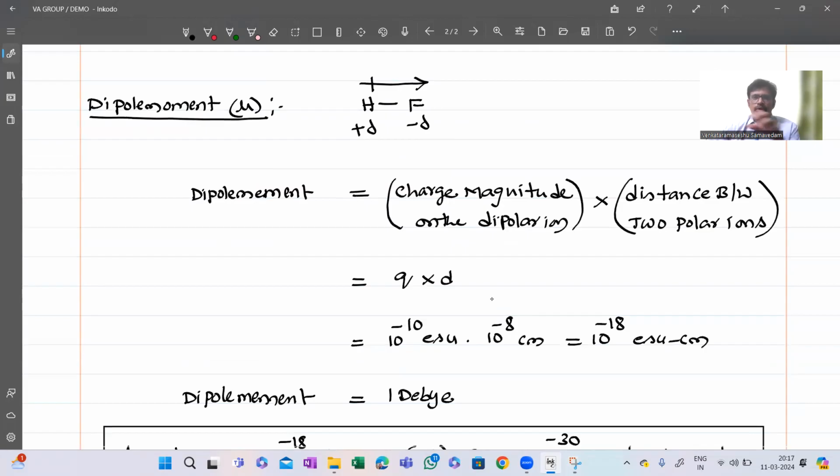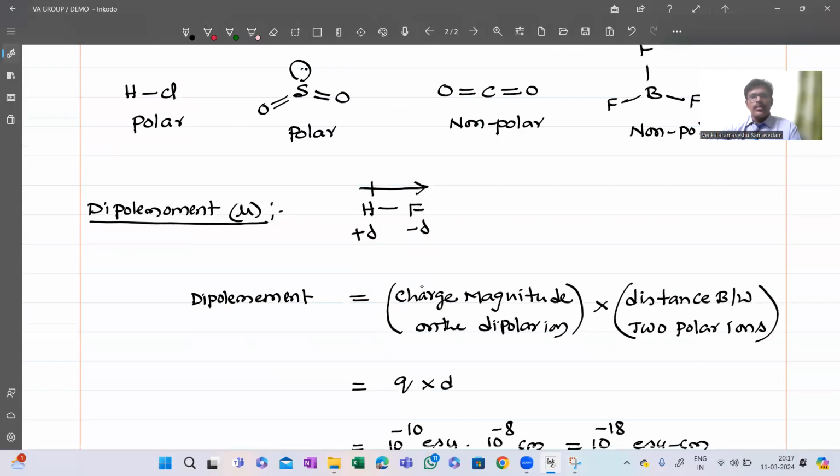So that means if you know the charge, you can easily calculate the dipole moment based on the charge magnitude and the distance between the two polar ions. You can easily explain the dipole moment concept. That means you must know the charge and you must know the distance between the two polar ions.